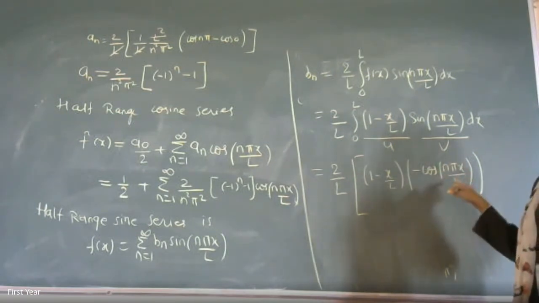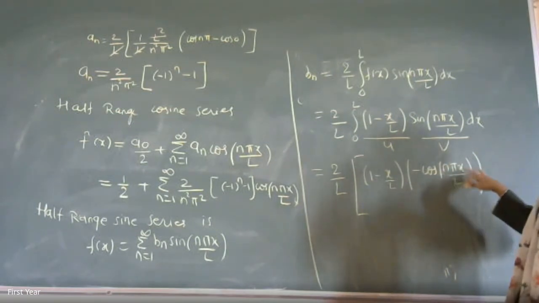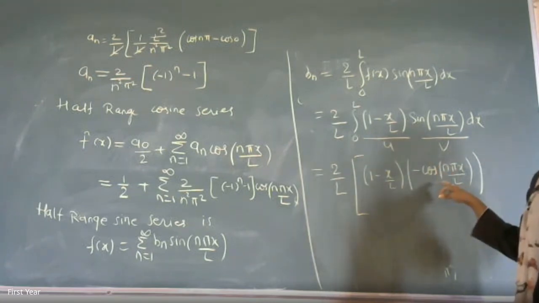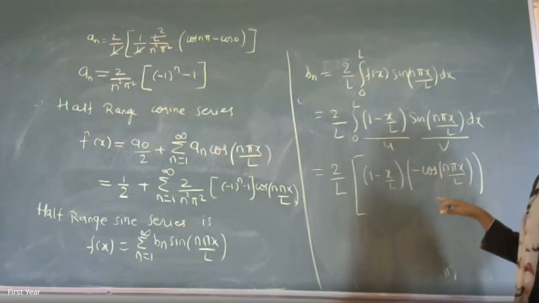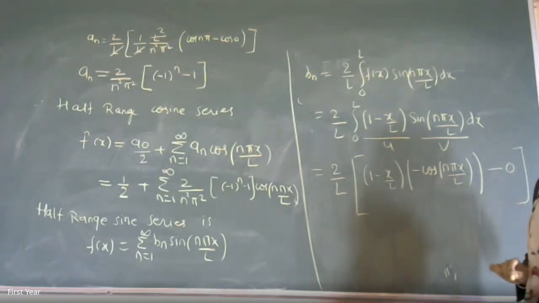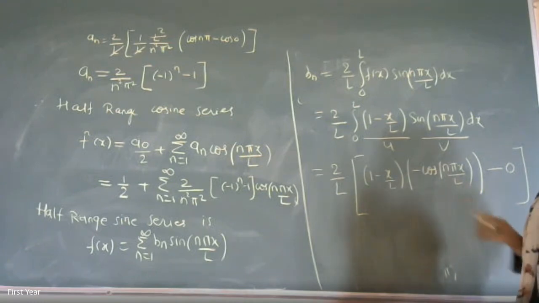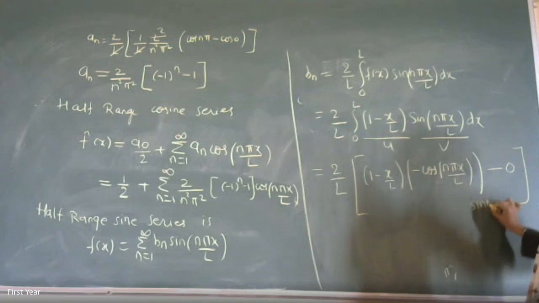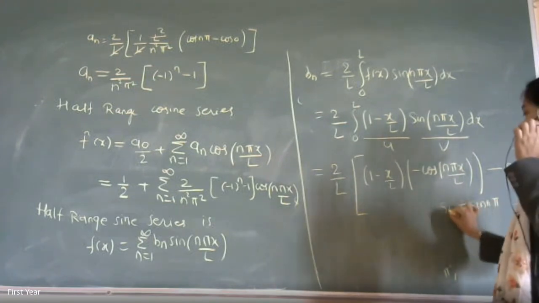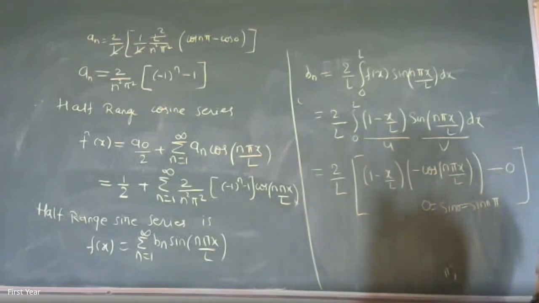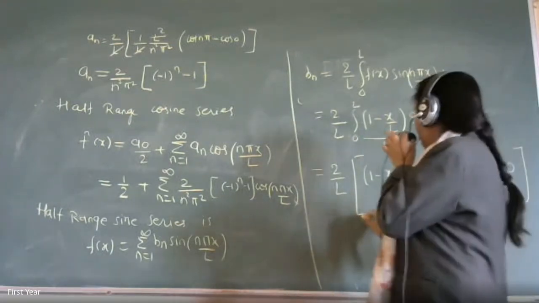It is minus sine. But sine, when I put x is equal to L, I'll get sine n pi. And when I put x is equal to 0, I'll get sine 0. So in both the cases, what will happen? It will be 0. So I'm writing it as minus 0. You can write that like this. Sine n pi and sine 0, both of them are 0. So the second term will be 0. And therefore, now the limits, what are the limits?